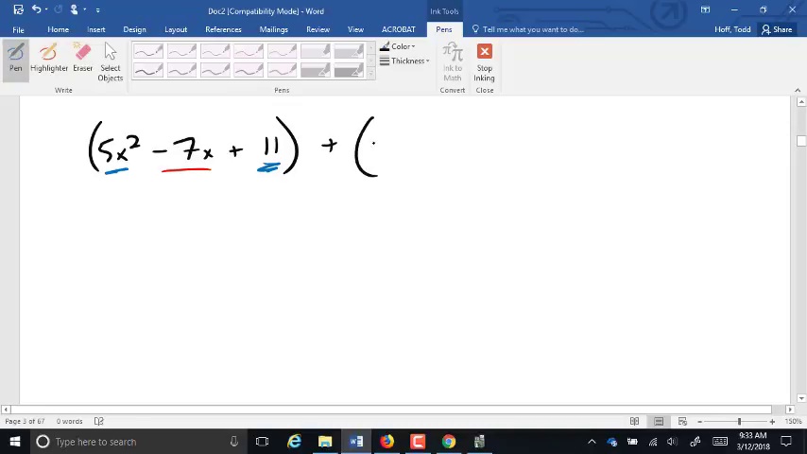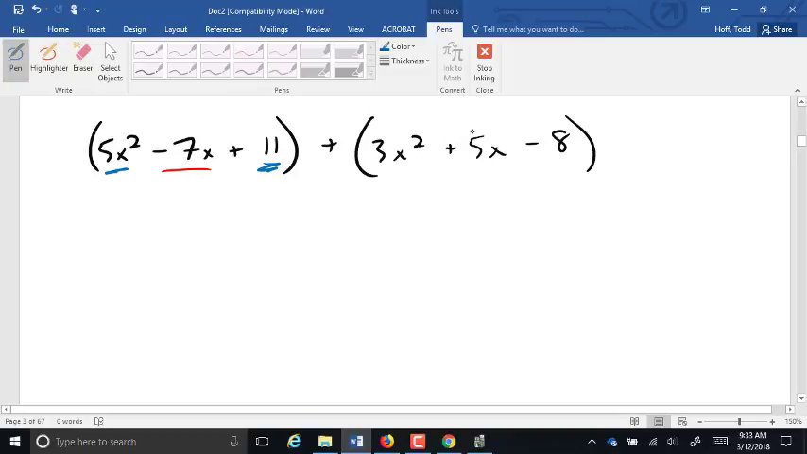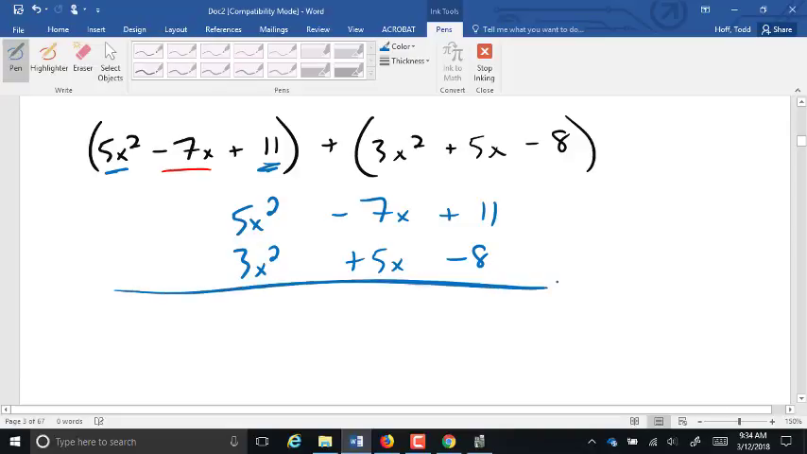So let's say we're going to add that to 3x squared plus 5x minus 8. The process of adding our algebraic numbers is the same as the process for adding whole numbers and integers. We line up the digits. So 5x squared minus 7x plus 11. And underneath that, I'm going to write the 3x squared goes underneath the 5x squared. The positive 5x goes underneath the negative 7x. And the negative 8 ones goes underneath the positive 11 ones. And we are adding here.